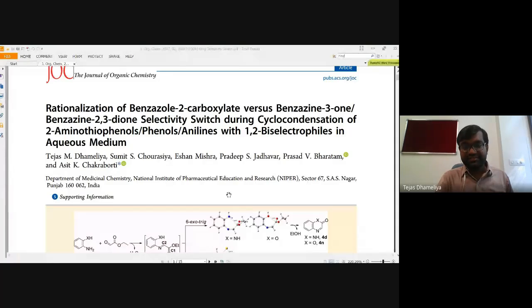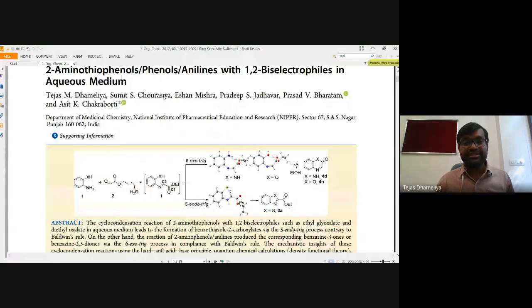So considering this, we could also design certain other kinds of work as well, where Baldwin's rule has been studied for some of the other concepts, where we can study the ring cyclization of all of these compounds. This work we previously published in one of the Journal of Organic Chemistry, where the rule for cyclizations or selectivity studies for one compound versus another compound is there.